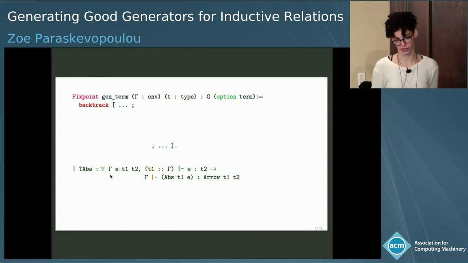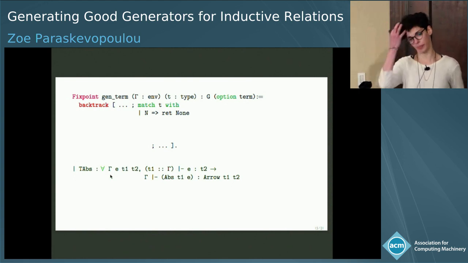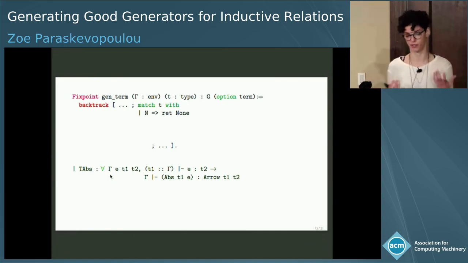In this example, I will show you how we can obtain the generator for the abstraction case. The abstraction case tells us that an abstraction is typed by a type T1 arrow T2 if, in the extended environment, the body is typed by type T2. So we look at the conclusion, and we see that the type of an abstraction is arrow T1, T2, so our subgenerator will start by pattern matching the first input to see if it's an arrow or not. If it's not an arrow, then this inductive relation cannot be satisfied via this constructor, so we return none.